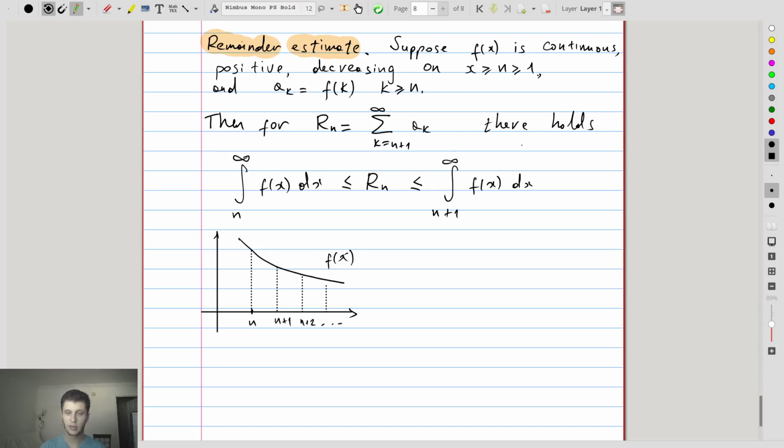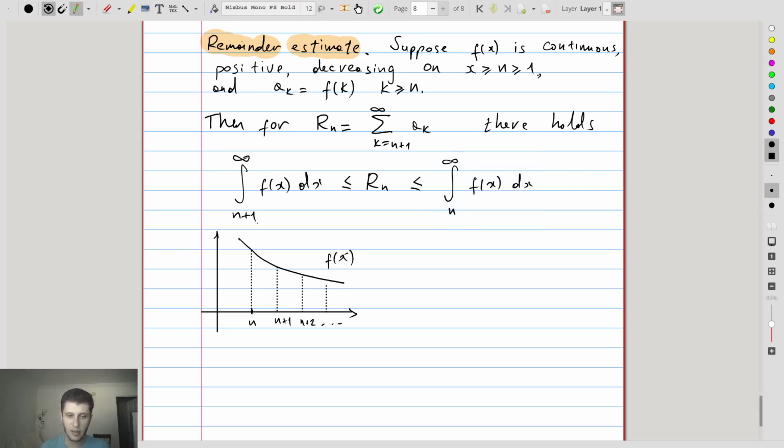So you have this picture, and then you estimate the... whoops, I have this backwards. Should have n plus 1 here and n there, actually, because this integral is smaller. So as I will explain in a second.